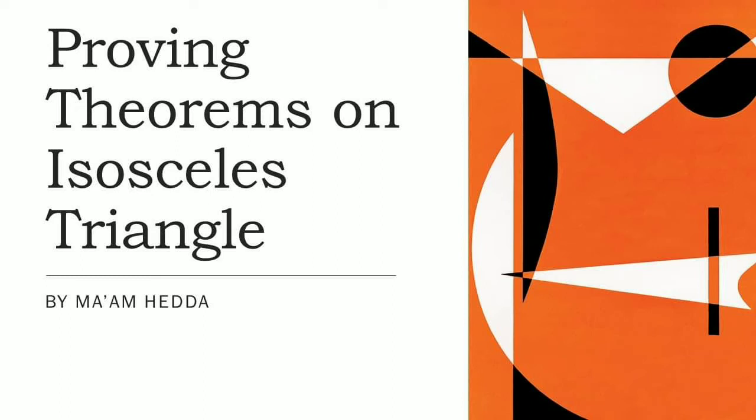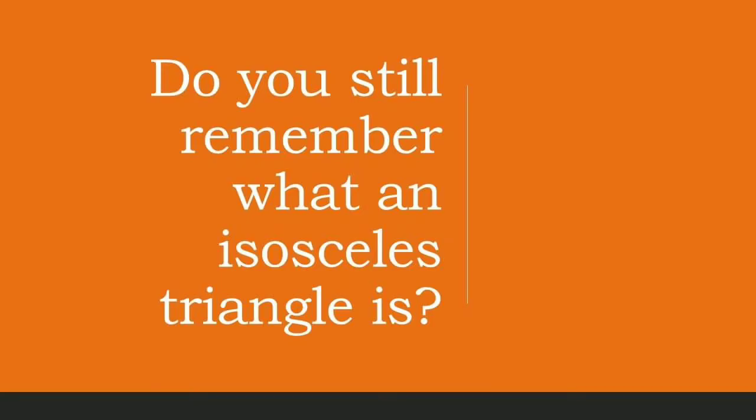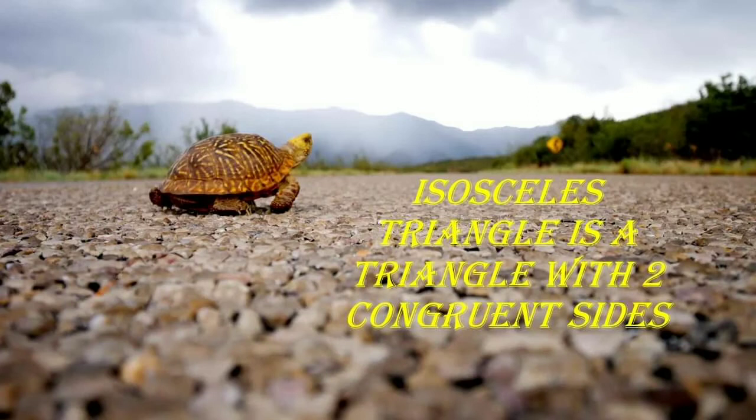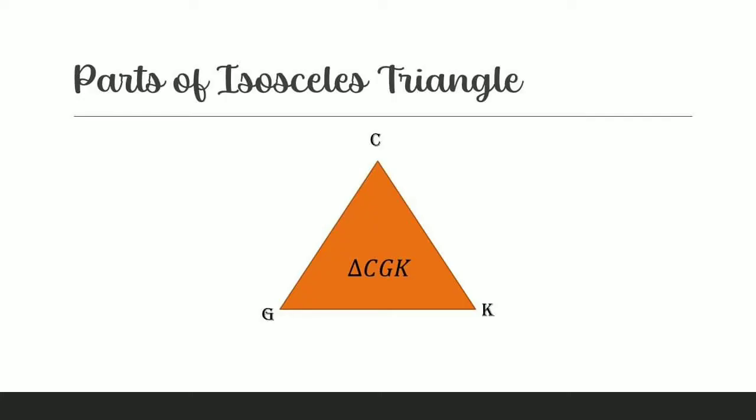Our topic for today is proving theorems on isosceles triangle. But do you still remember what an isosceles triangle is? Let's have a recall first. Isosceles triangle is a triangle with two congruent sides. Now let's take a look at the parts of an isosceles triangle.